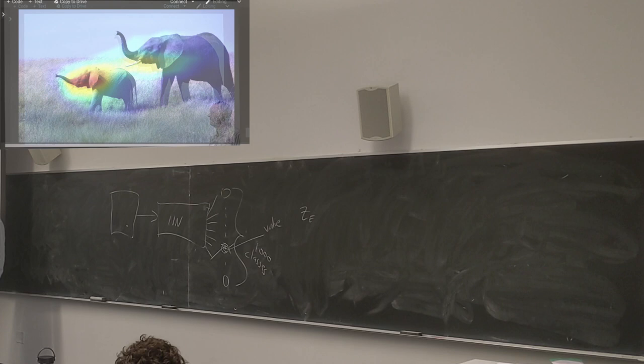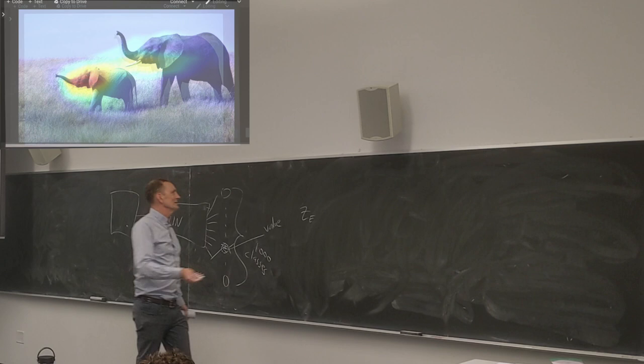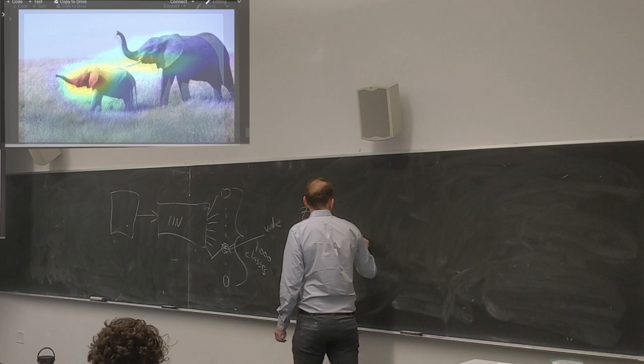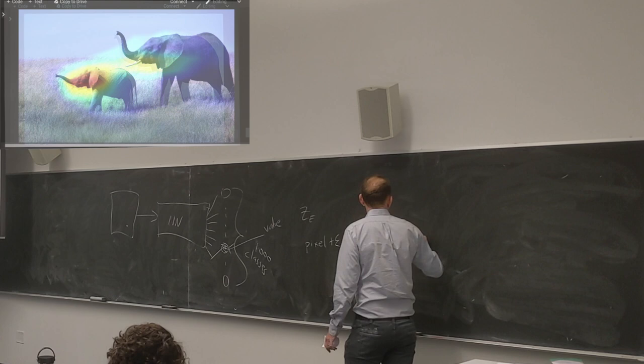Basically just saying that the partial change in the prediction you have based on... It's exactly what we look at. So if we say pixel plus epsilon, if that causes the Z_E to change a lot, this is an important pixel.